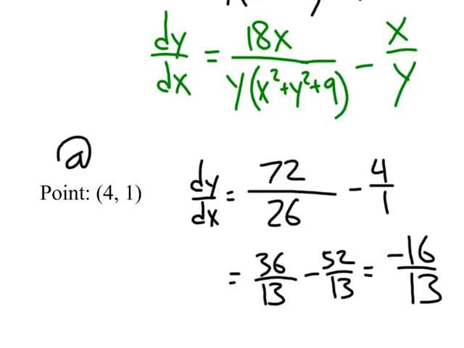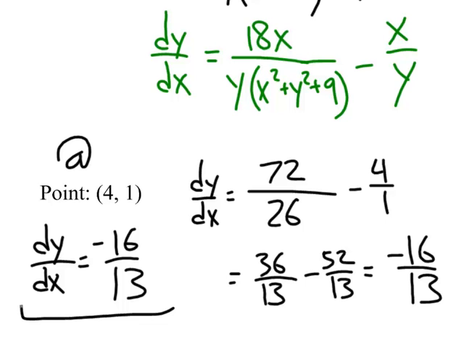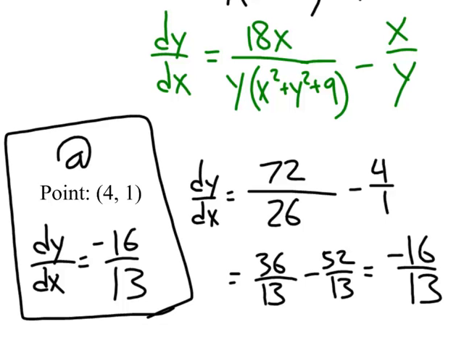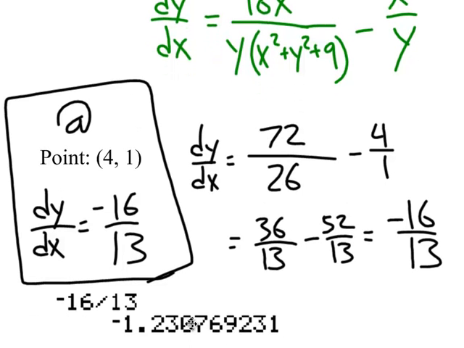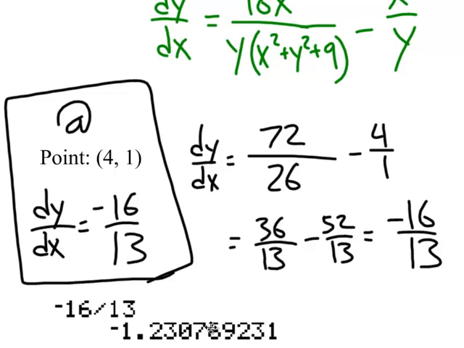over 13. So just to make a complete sentence here, I'll say at the point (4, 1), dy over dx equals negative 16 over 13. Put a box around it. And just to check, since we have the means to do so rather easily, on the calculator, negative 16 over 13 is about negative 1.23.